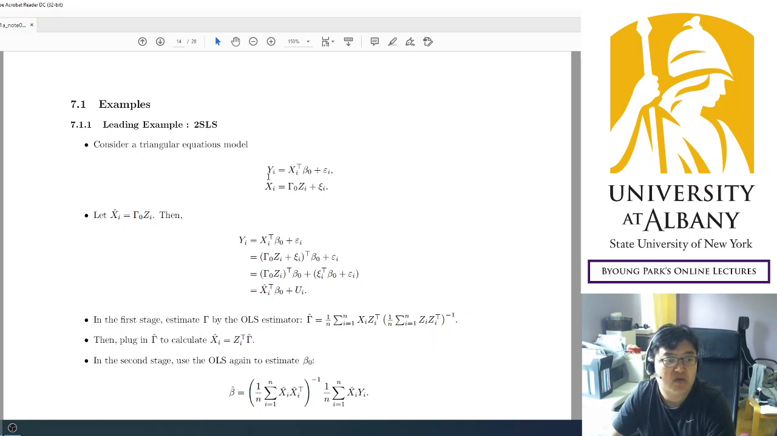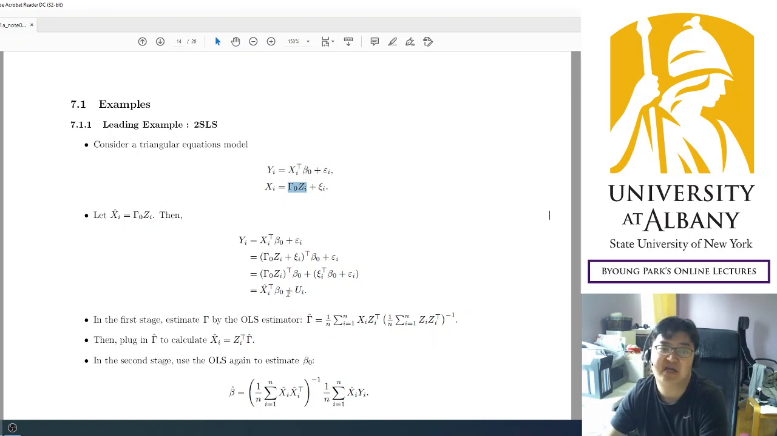instrumental variable. So think about a triangular equations model like this, where, as usual, x is the endogenous variable and z is the instrumental variable. The first stage equation is estimated first. When you have gamma hat, we define x hat as this part. The error term psi may be correlated with epsilon, so we drop this part and only use this part in the place of x.